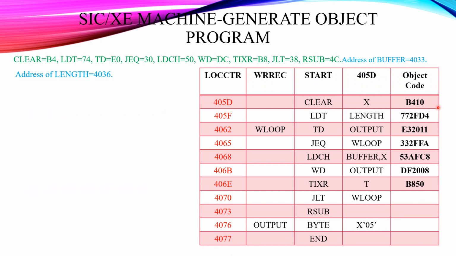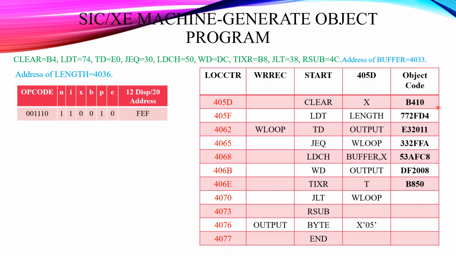And the next instruction is the W loop, where it is given as JLT 38. It is also a format 3. We need to write it in binary form. So JLT 38 will be 00111000. Since it is 6 bits, we need to write only the 6 bits: 001111. We are not using any hash or @ symbol, so the N and I values will be 1. We are not using any register, so the X value will be 0. E is 0, since it is a format 3. Displacement, where the target is 4062.